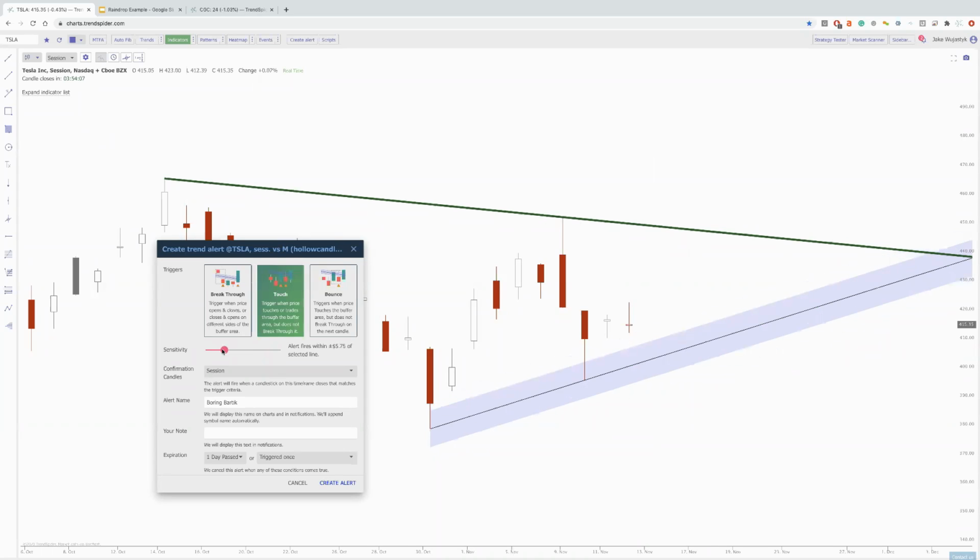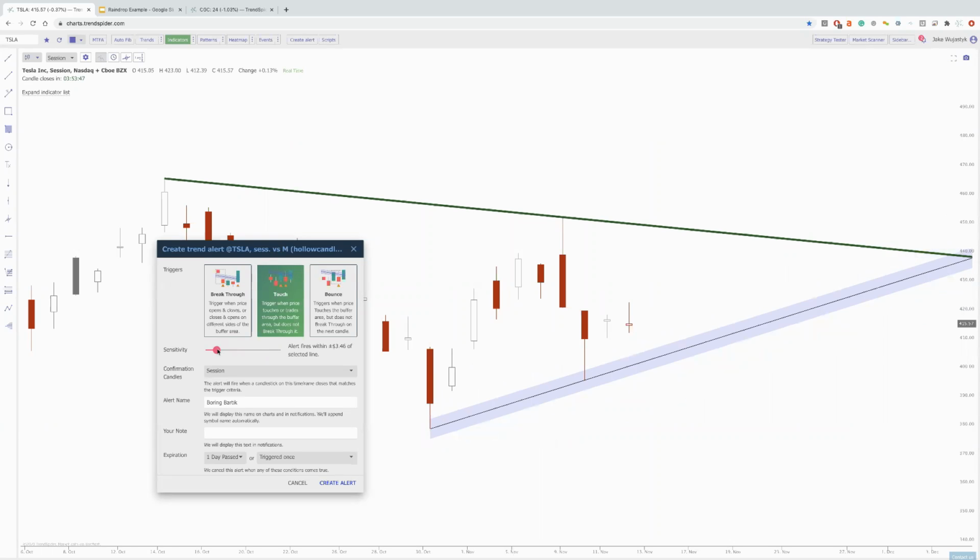Notice as I move this to the right and the left, this sensitivity zone gets bigger and smaller. I'm defining the size of the margin of error, or the dollar value I want to be alerted around that trend line. As I move to the right, it gets bigger. As I move to the left, it gets smaller.